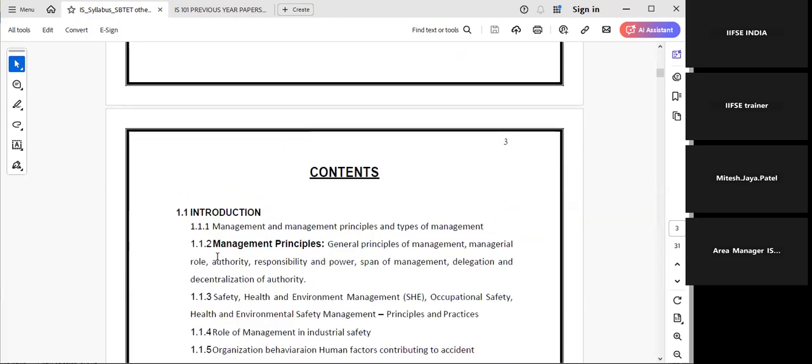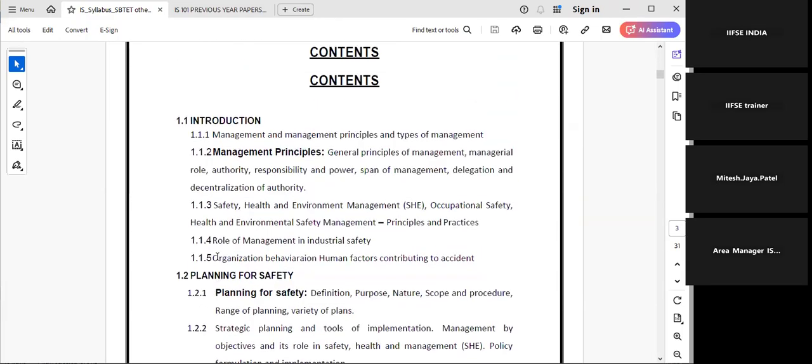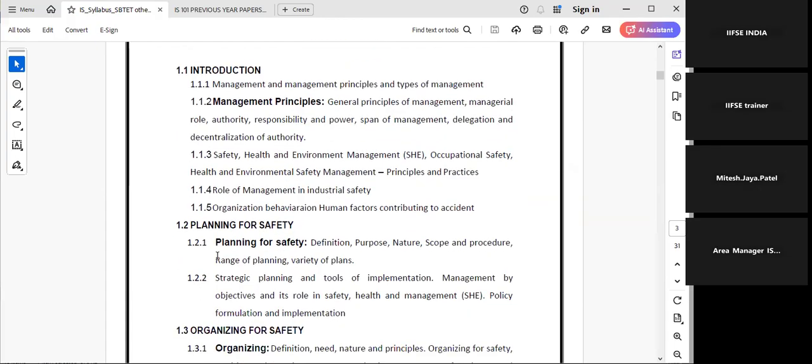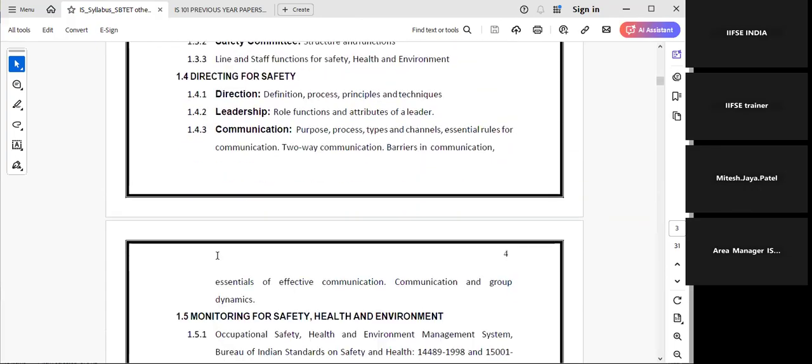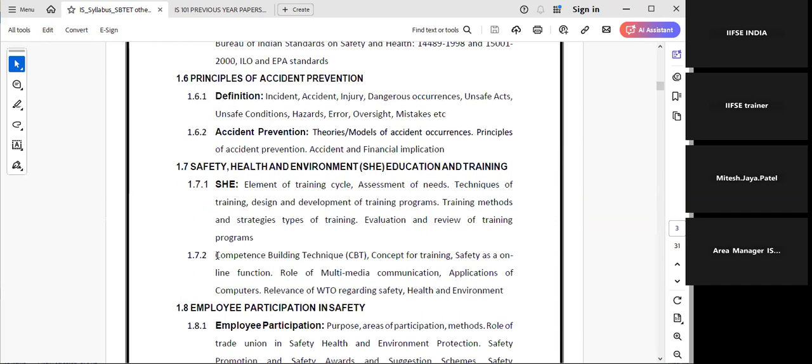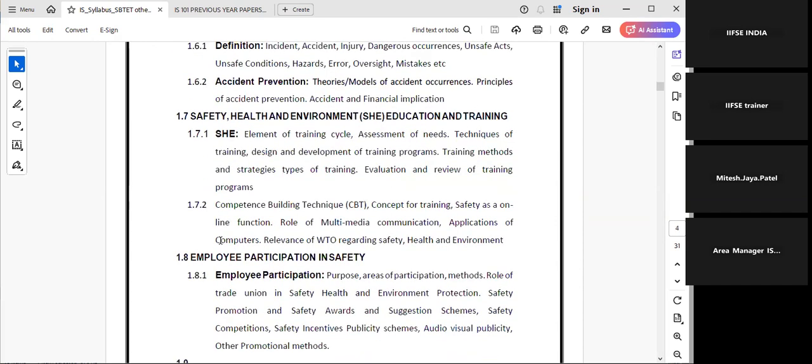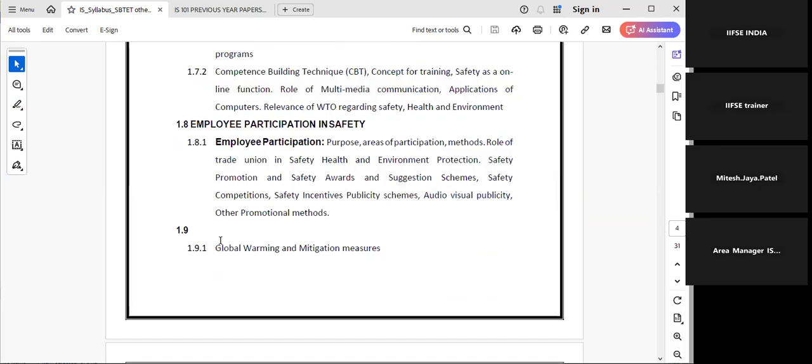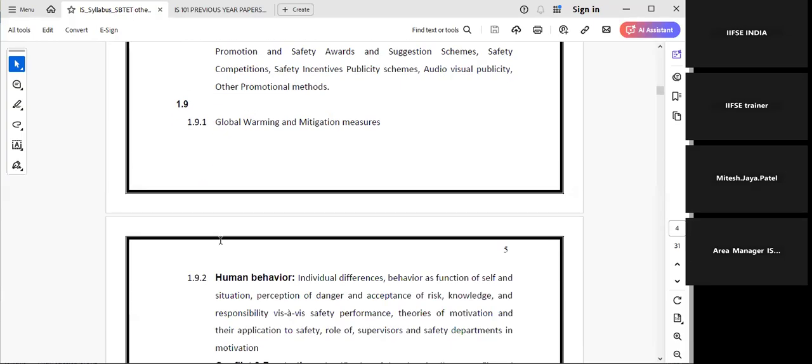IS 101 talks about the management topic. It purely covers how management takes forward safety concepts and the management approach towards improving safety culture in the company. There we talk about planning, organizing, directing, and monitoring of safety, various action principles, and how management brings people into safety participation and various safety culture improvement activities.